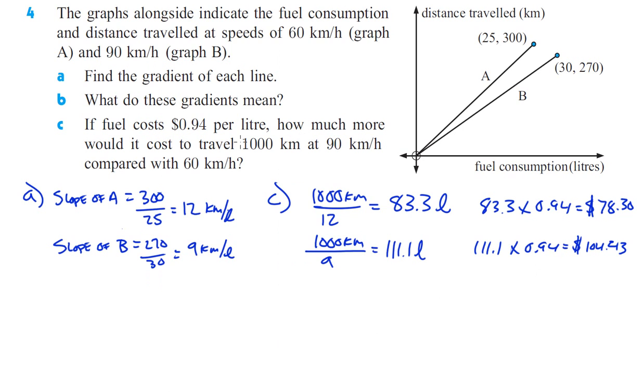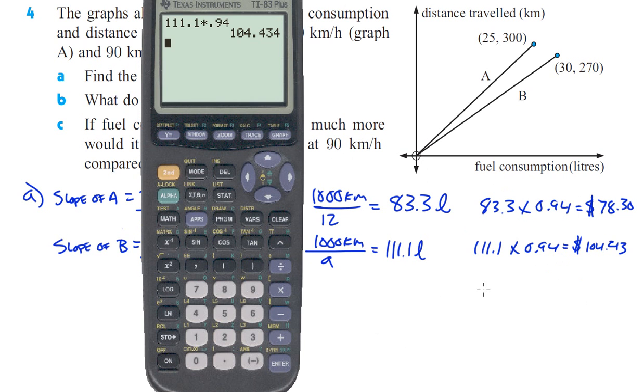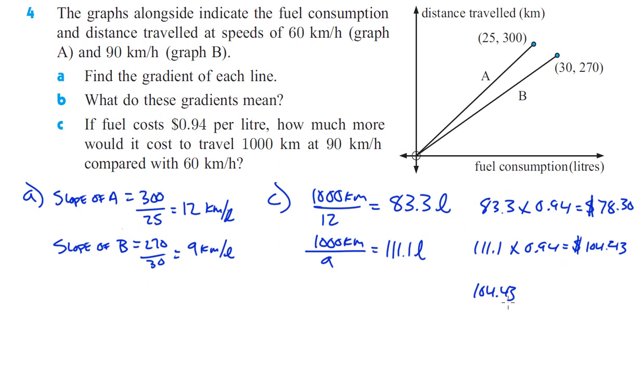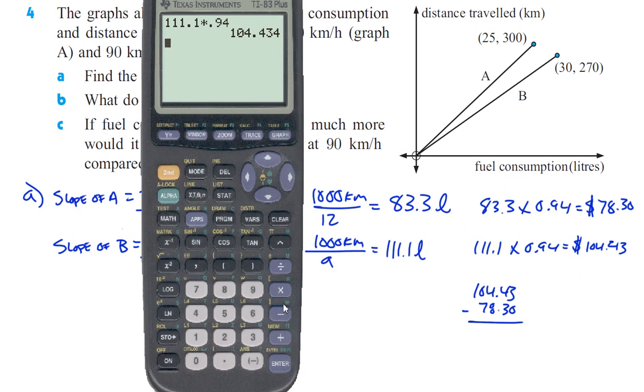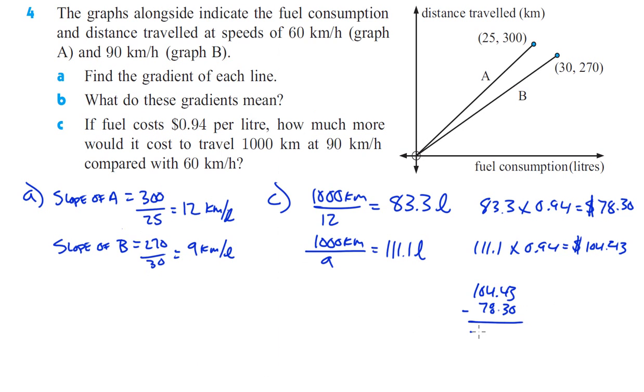Okay, so again, we're not actually done yet because they're asking how much more would it cost. So now we just got to take the 104.43 and subtract our 78.30 to see what our difference is. So take that, subtract 78.30, and we get $26.13 more. About, okay, because we rounded these off. So there we go. That is number 4.